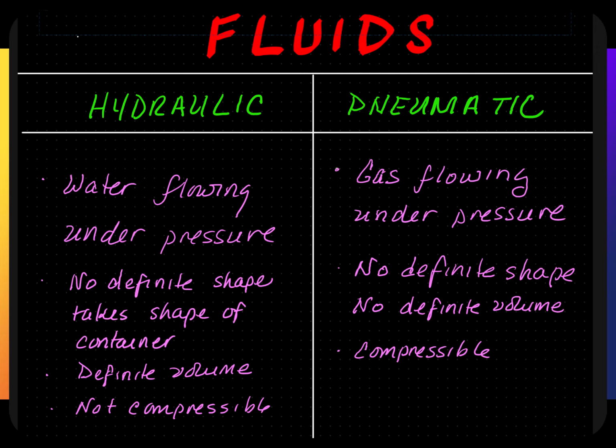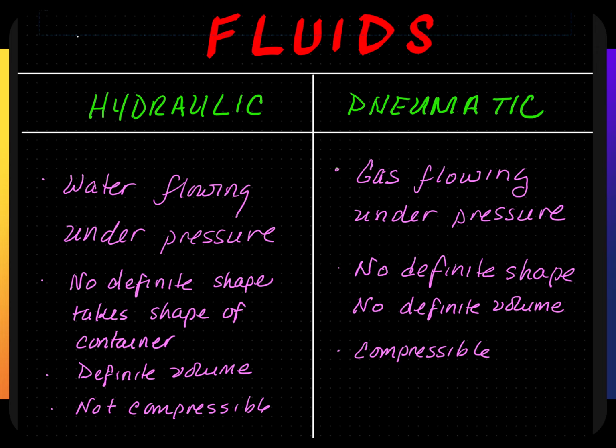Gases and liquids are considered fluids. Hydraulic devices use liquids, usually water, flowing under pressure. Liquids have no definite shape. They take the shape of the container. They have definite volume and are not compressible.